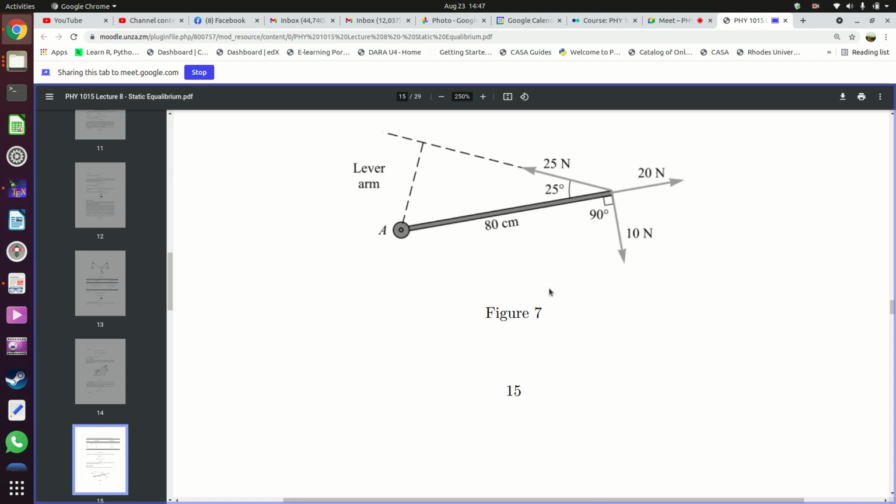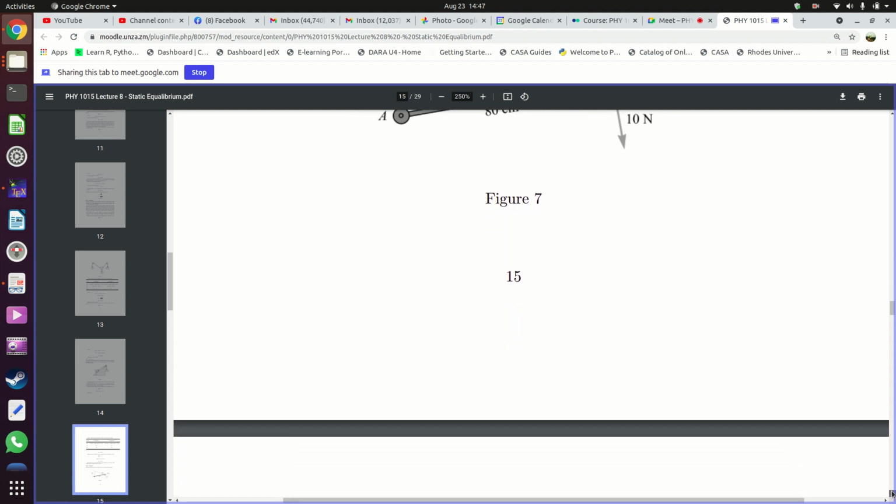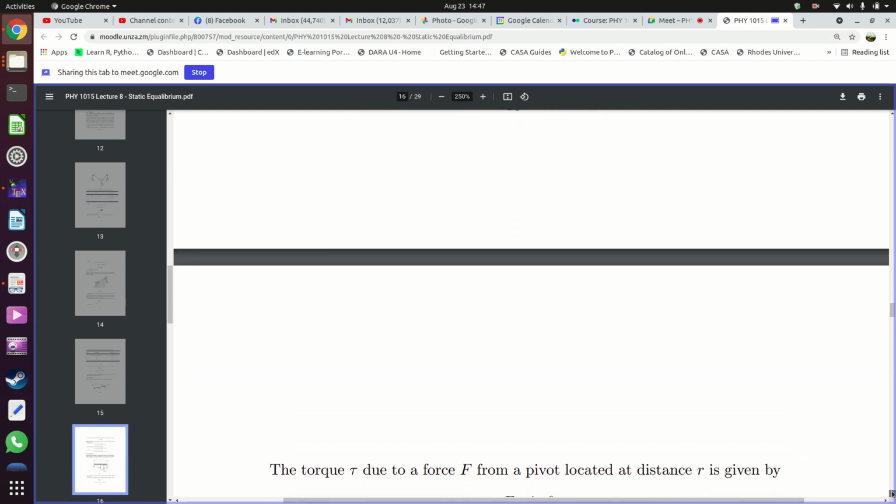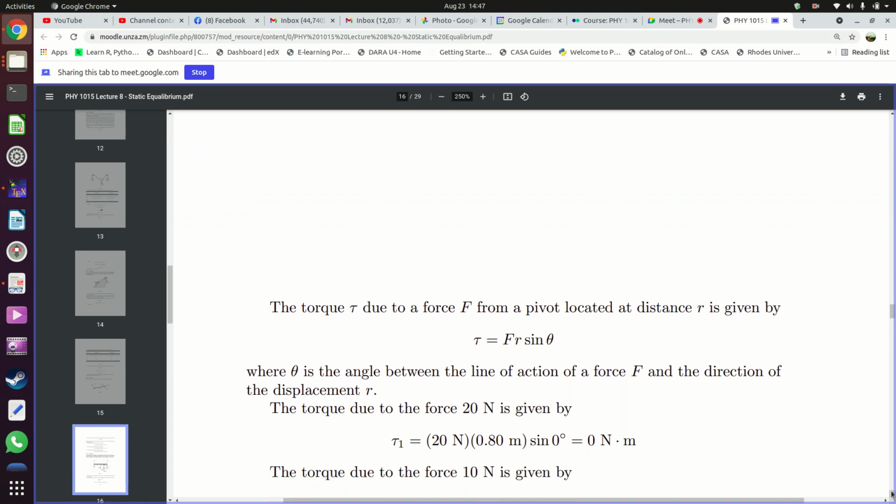If it causes the bar to turn in this direction, that is a clockwise torque. If it causes the bar to turn in that direction, that is an anti-clockwise torque. So once you have a clockwise and an anti-clockwise torque, it's up to you. You choose which kind of torque is going to be positive and which one is going to be negative. If you choose clockwise to be positive, then anti-clockwise is going to be negative. Are we clear?